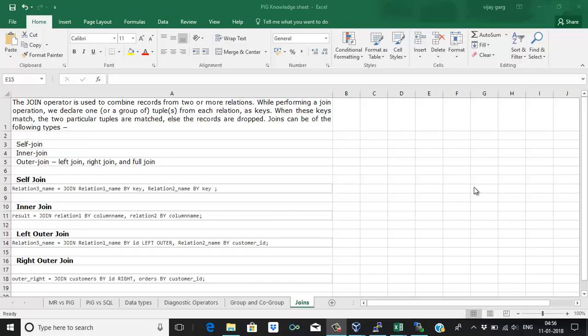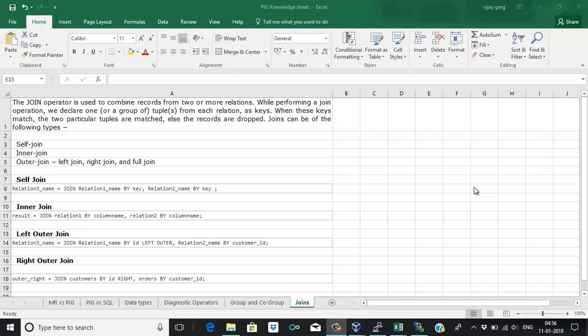Hello everyone. So in this session, we will talk about joins in Pig. In any language or in any tool, we have majorly four joins: self join, inner join, left join, and right join. If you have worked on any RDBMS, you must have an idea about all the joins. Okay. In the same way, we have all four joins in Pig.